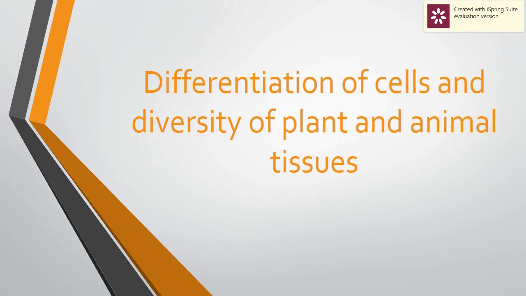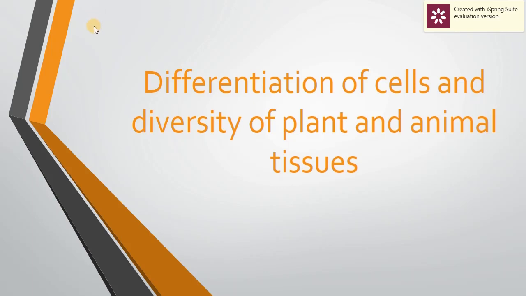Hello, today we are going to talk about the second type of tissue and how they are different: the diversity of animal tissue. In the previous lesson we talked about the diversity of plant tissues. Now we are going to see the difference in animal tissues.